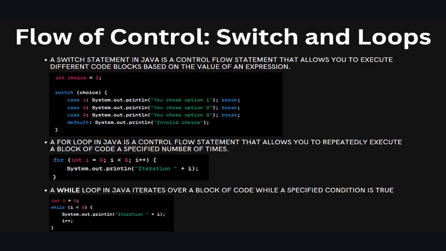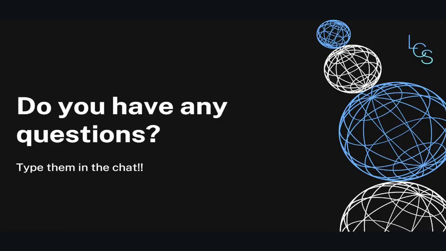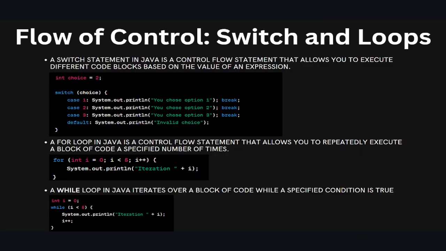So next, I'll just talk about the for loop. A for loop in Java is a control flow statement that allows you to repeatedly execute a block of code a specific number of times. So in this for loop, we have int i equals 0, and a semicolon which breaks it up. Then we say that if i is less than 5, and another semicolon, we're going to increment it by 1 every time we perform the for loop.